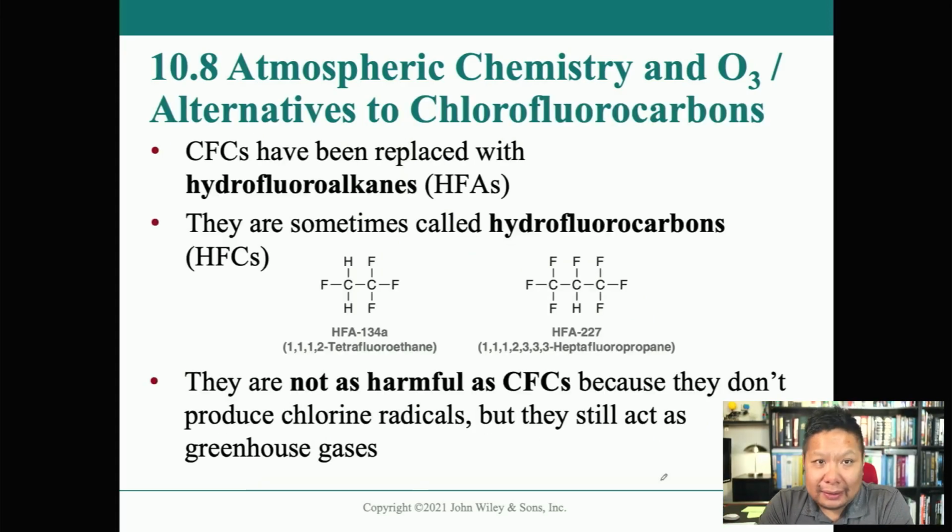So industry has tried to find a way to rectify the situation, and they've done that by using HFAs, which are hydrofluoroalkanes.